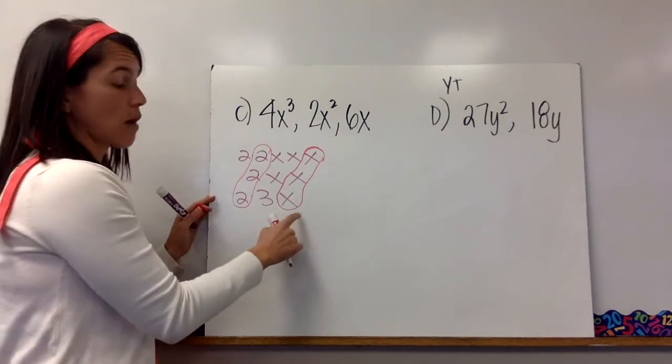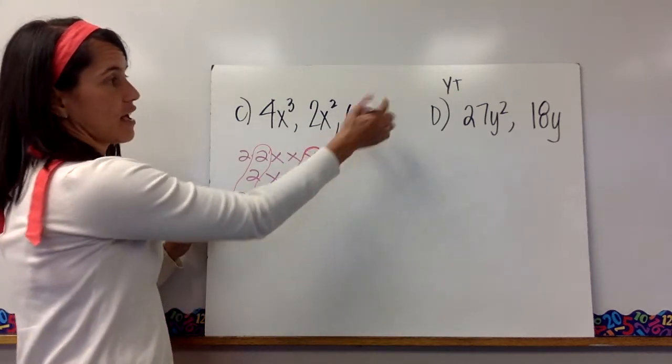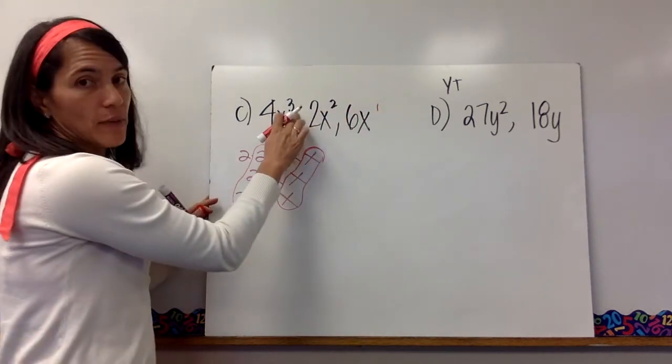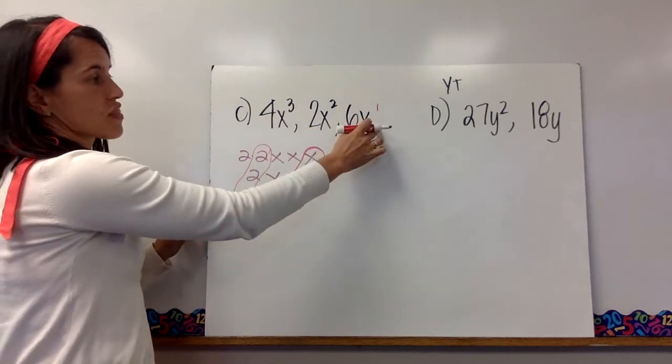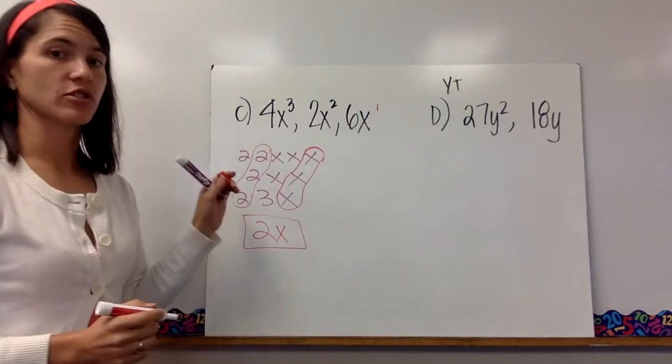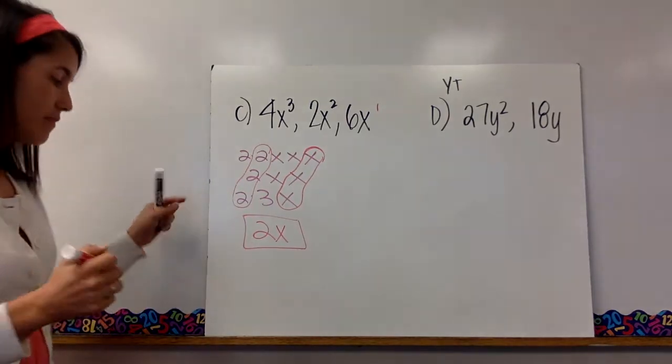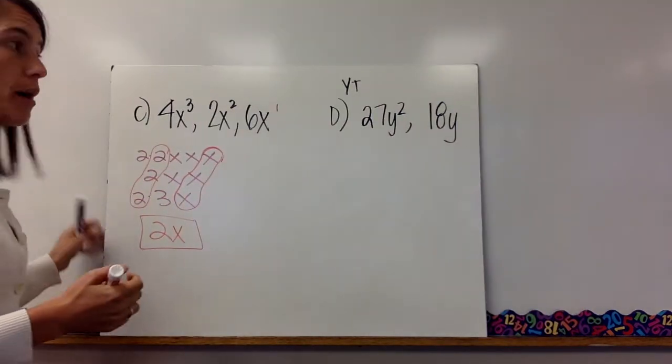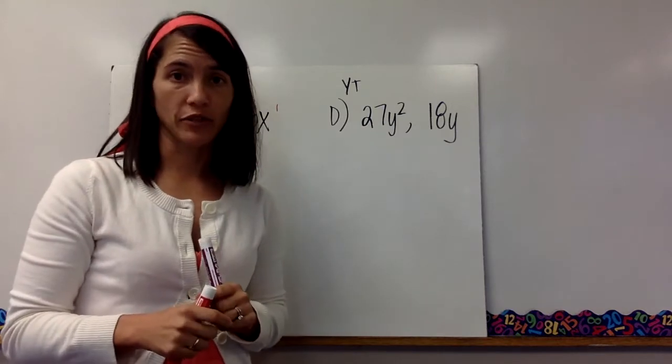Again, the smallest exponent, so we have an exponent of 1, exponent of 2, exponent of 3, and then 2. So my greatest common factor is just 2x. 2 times x is 2x. You try D. Pause it. You try D. Press play when you're ready to see the answer.